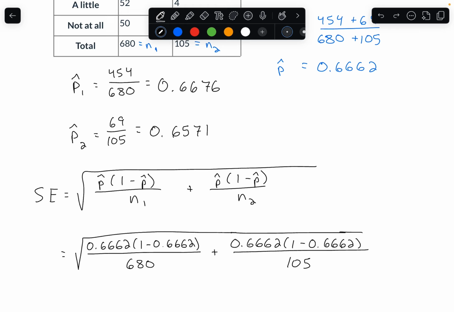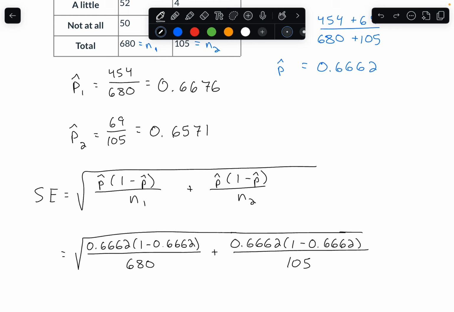So I'm going to take 0.6662 times 1 minus 0.6662, and then divide that by 680. And if you look at your calculator right now, mine's telling me 3.27 e negative 4, right? That's 3.27 times 10 to the negative fourth. It's a very, very small decimal, so it's very difficult to write this out in the intermediate steps. I probably wouldn't even recommend doing that.